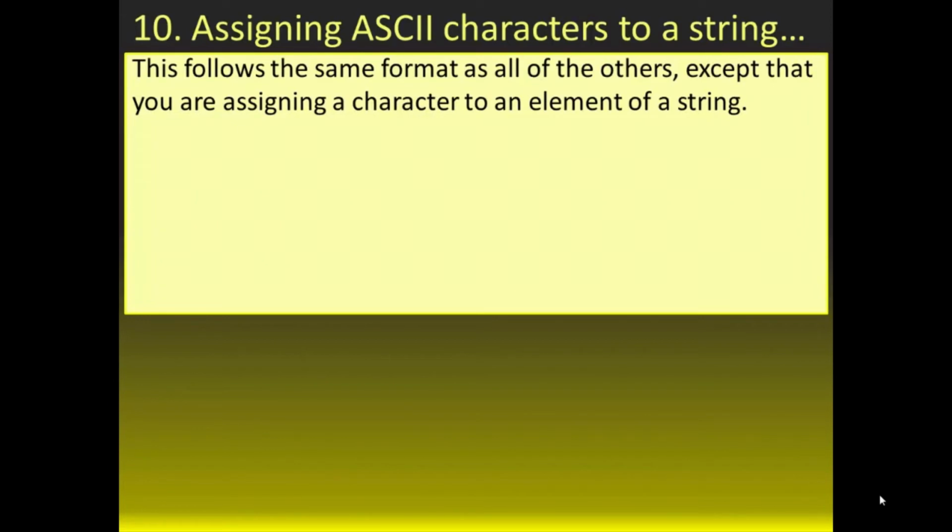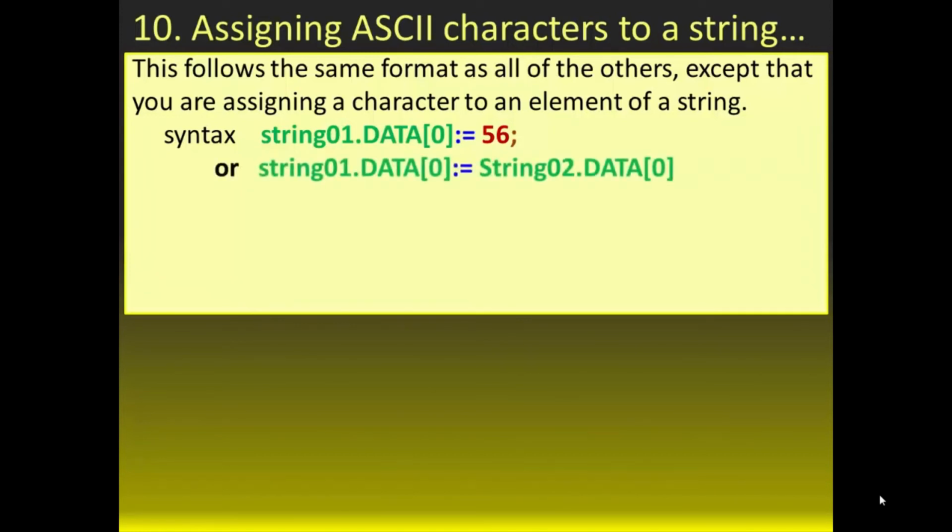Assigning ASCII characters to a string. This follows the same format as all of the others, except that you are assigning a character to an element of a string. So in this case, for the tag string 1, you are assigning a value of 56 to the very first character, character 0. You can also use the character of another string to declare the value for this string. String 02.data position 0, or element 0, character 0, it is a value, it's a character, and you're assigning it to string 01 data position 0.